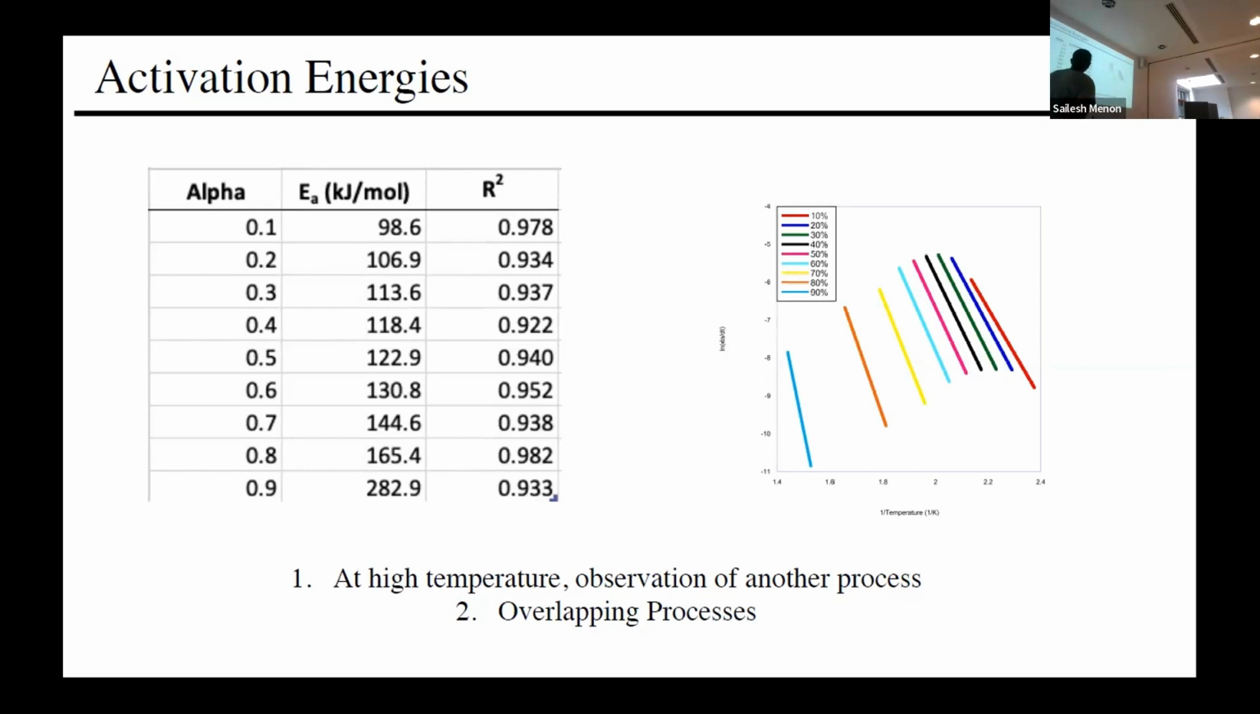Looking at the data, going from 10% to 80%, you see a steady increase in the activation energy, but when you get to 90% conversion, you see a huge jump in the activation energy. What is this telling us? This is telling us that at some high temperature, there is another, overlapping process occurring. Whether this process is happening simultaneously or consecutively is another question, but there is some other process happening.